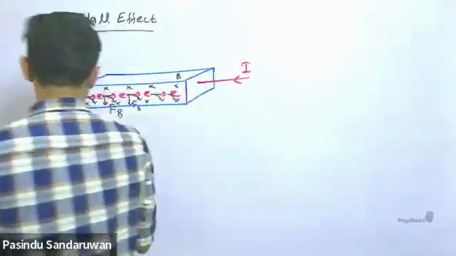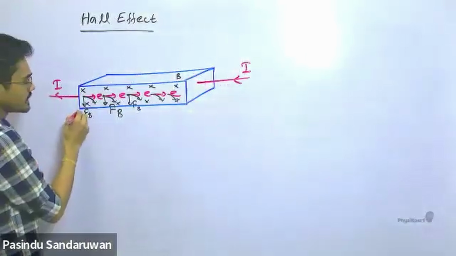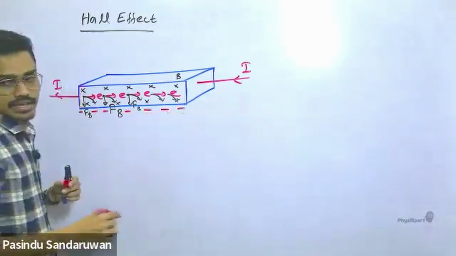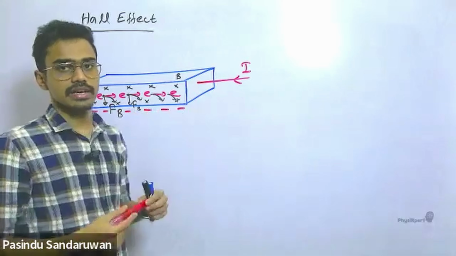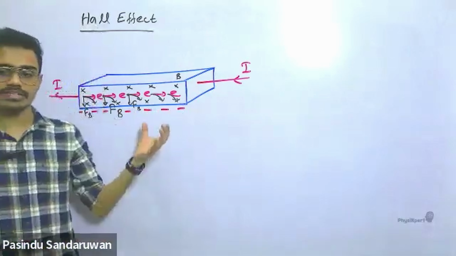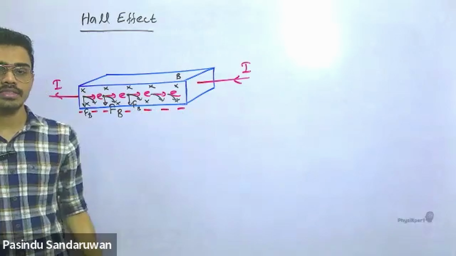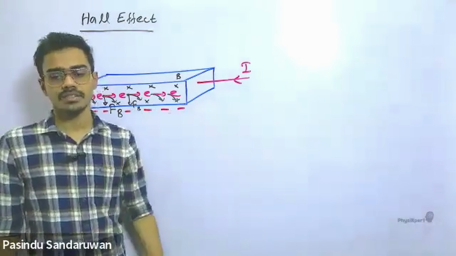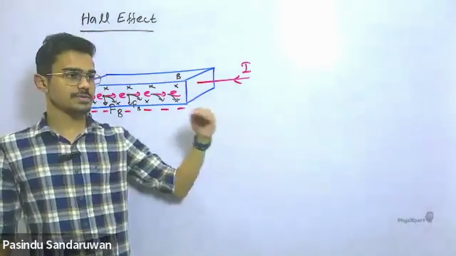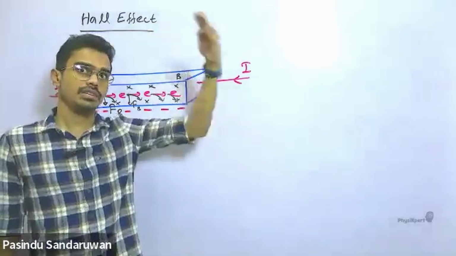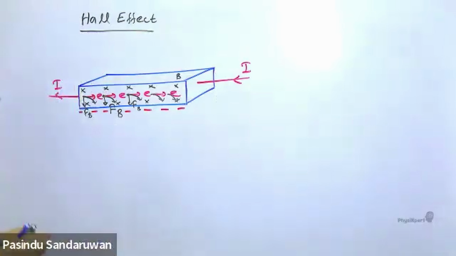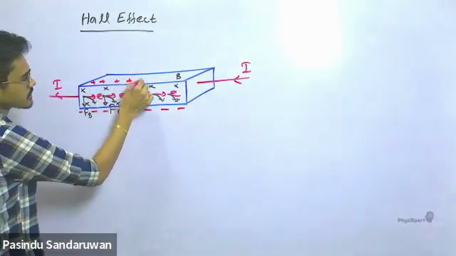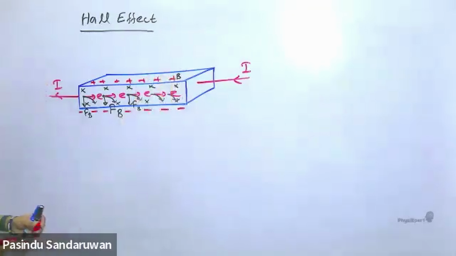Now, because of the higher electron density at the bottom surface, this bottom surface takes a negative charge. Then with respect to the bottom surface, the top surface takes a positive charge. Because with respect to the negatively charged bottom surface, the top surface is now positively charged.